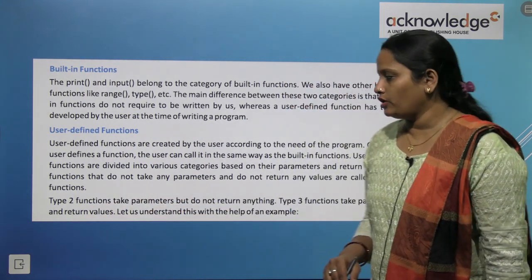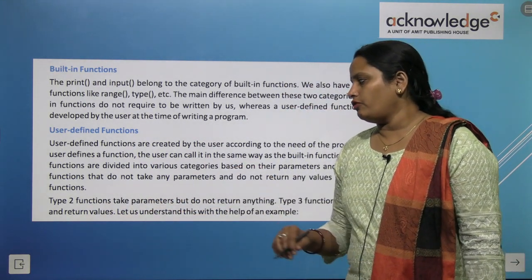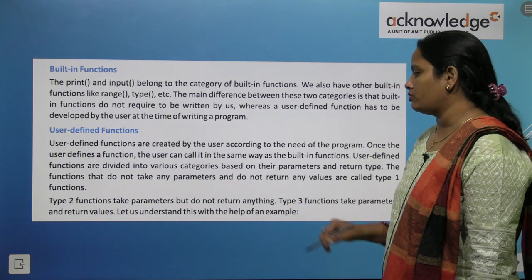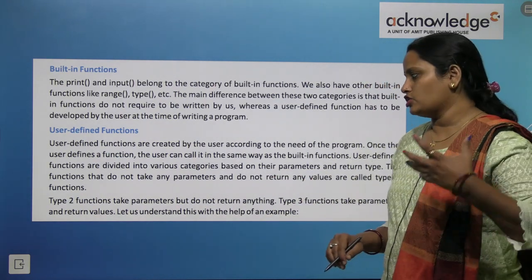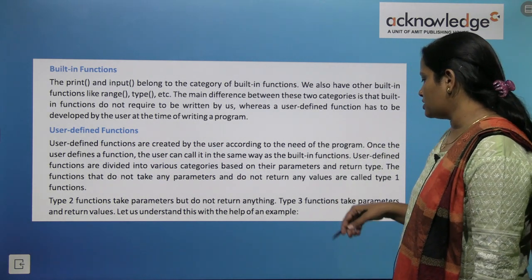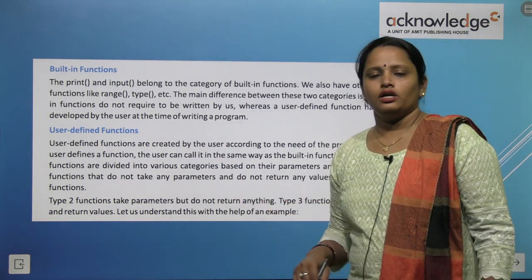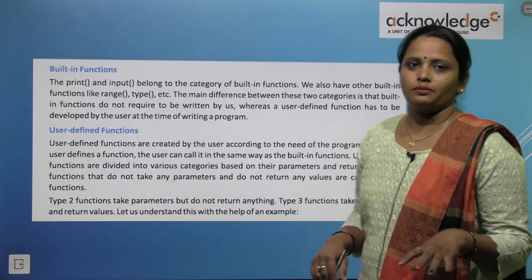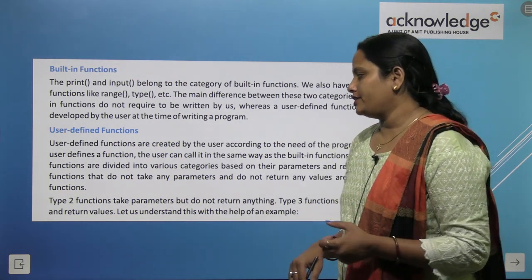अब टाइप 2 क्या फंक्शन होता है, let's see. Type 2 functions take parameters but do not return anything. ये पैरामीटर्स को तो लेते हैं but ये कुछ भी रिटर्न नहीं करते. Type 3 functions take parameters and return value. टाइप 3 फंक्शन पैरामीटर्स को तो लेते हैं but वो वैल्यू को भी रिटर्न करते हैं.